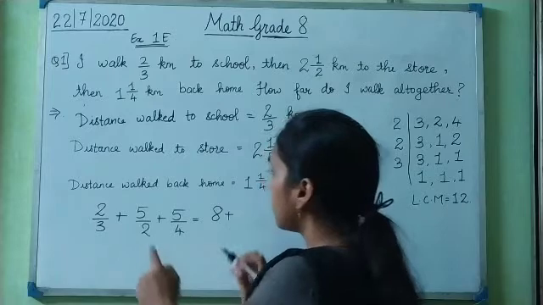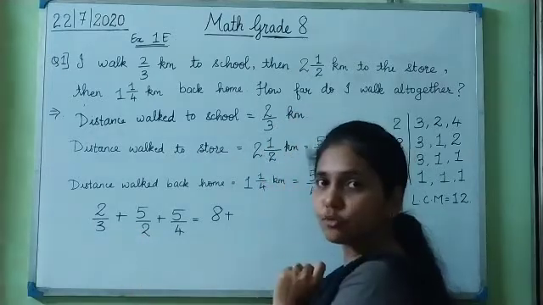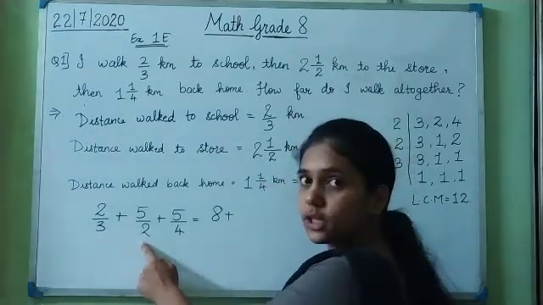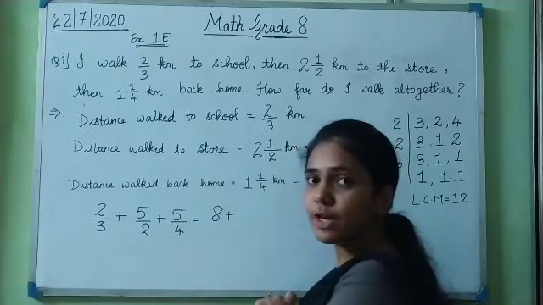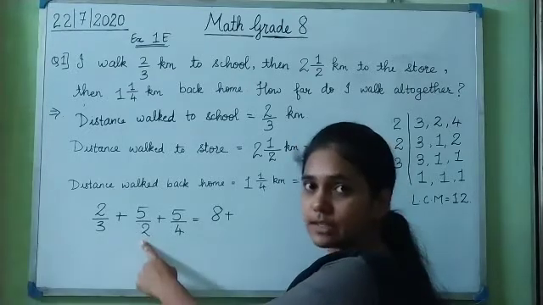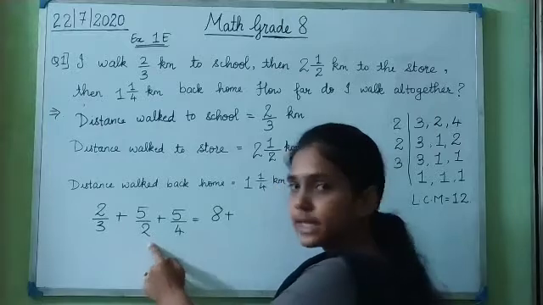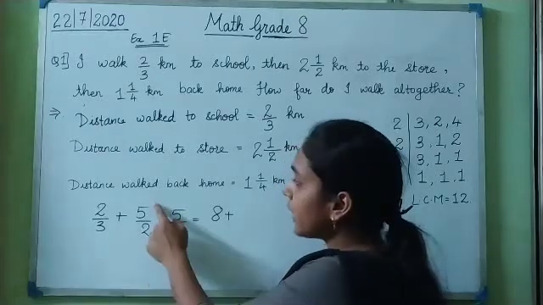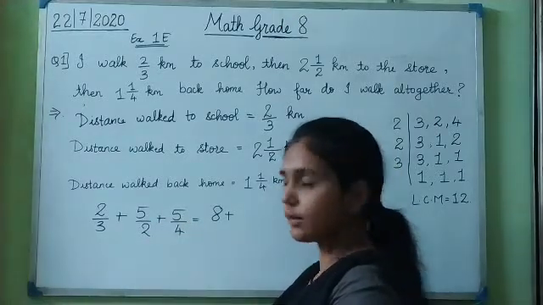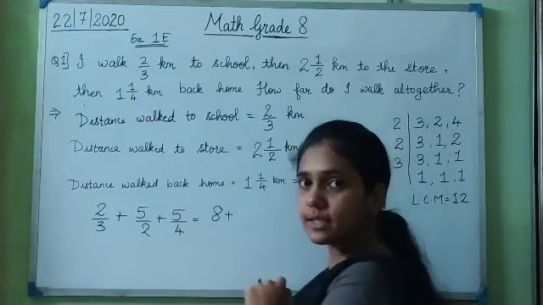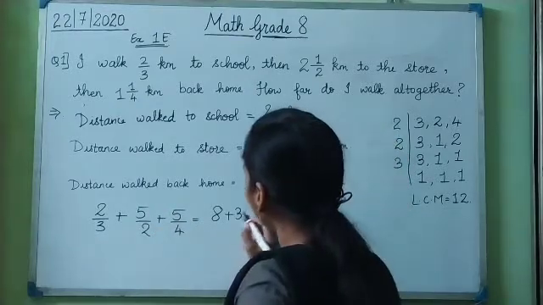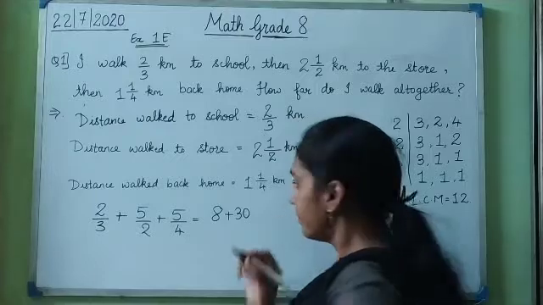Then the next denominator is 2. Now to make this 2 equal to 12, which number should I multiply? I will multiply by 6, right? So 2 into 6 will give me 12. Similarly, I will have to multiply the numerator also by 6. So 5 into 6 is 30. So the second numerator becomes 30.